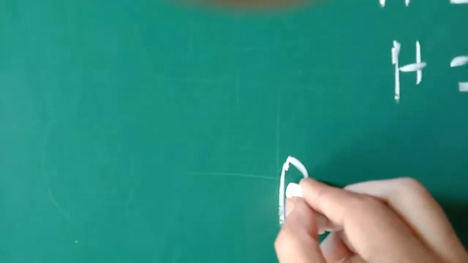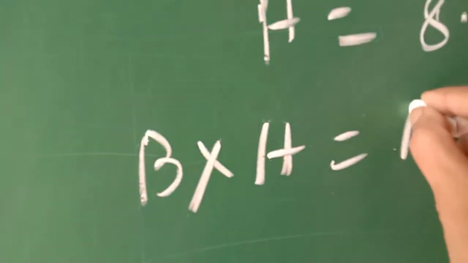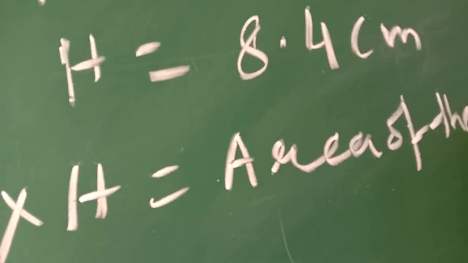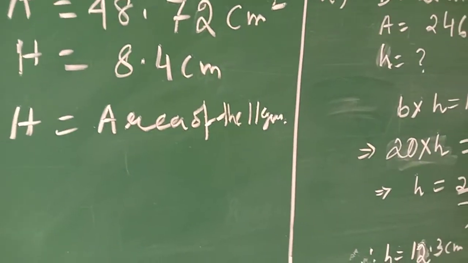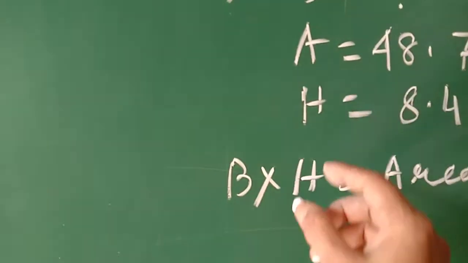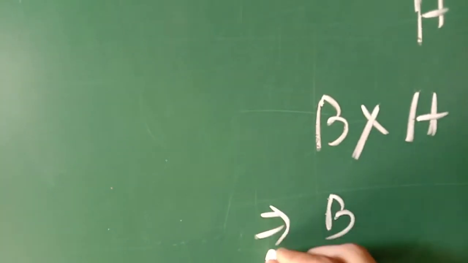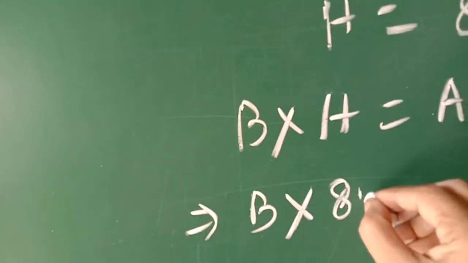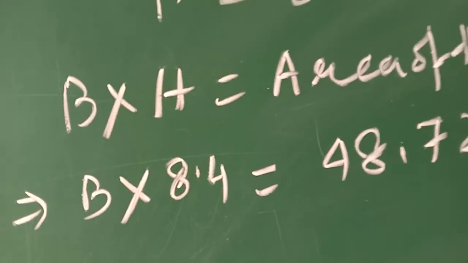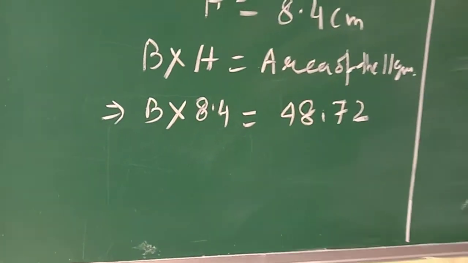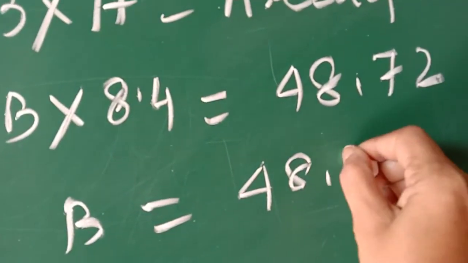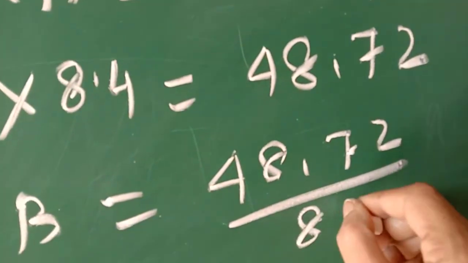So you know that base into height is equal to area of a parallelogram. Area of the parallelogram, short form of parallelogram. Learn, in this way you have to write afterwards. So base we don't know. We have to put the value of height 8.4 equal to area 48.72 centimeter square. Now to find the base, what will you do? Base equal to 48.72 by 8.4.